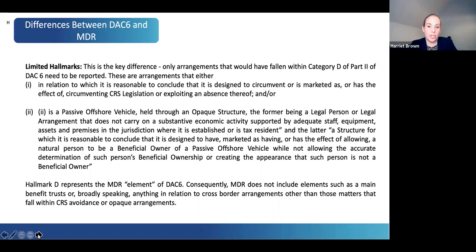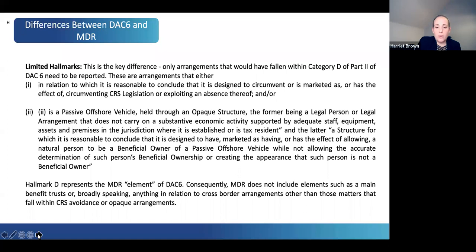There must be a question around whether or not being within the FATCA regime is exploiting an absence of CRS reporting. I think this is something that isn't very clear at the moment, but will no doubt become clear in the future. Possibly of more interest is the definition of passive offshore vehicle, which again, I think is similar between DAC6 and MDR. So an opaque offshore structure is a passive offshore vehicle held through an opaque structure. A passive offshore vehicle is essentially a legal person or legal arrangement without substantive economic activity.